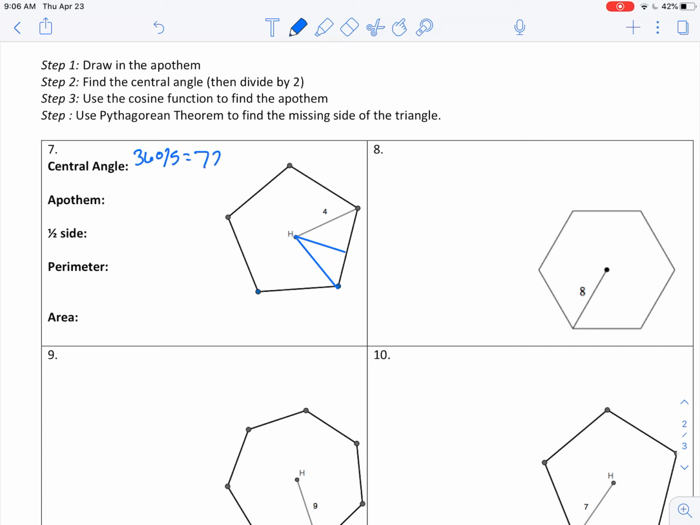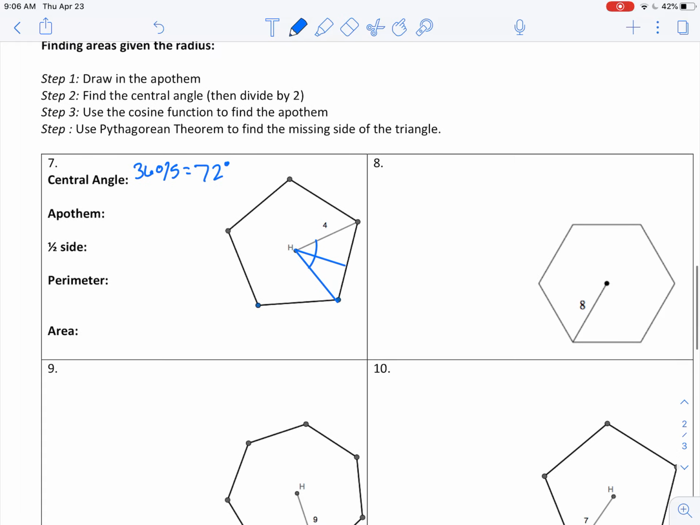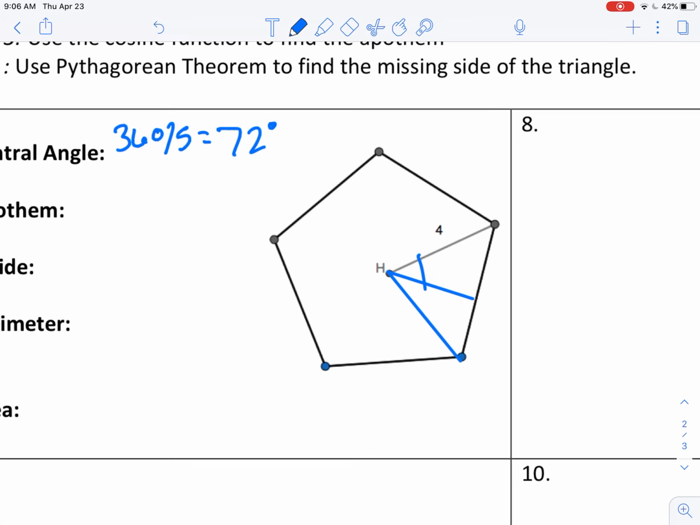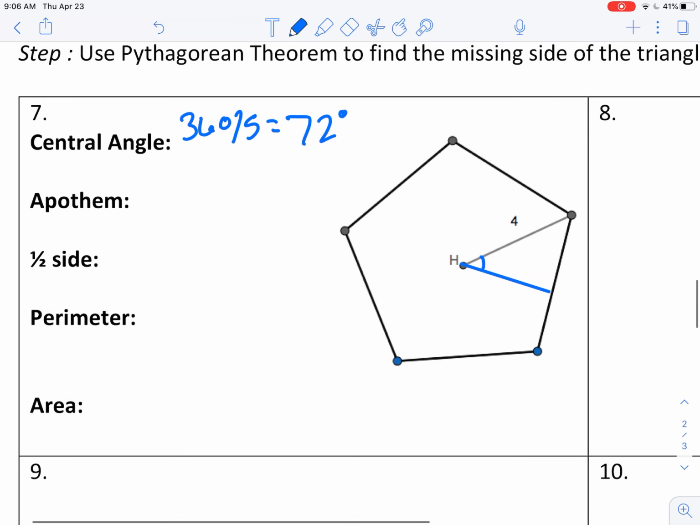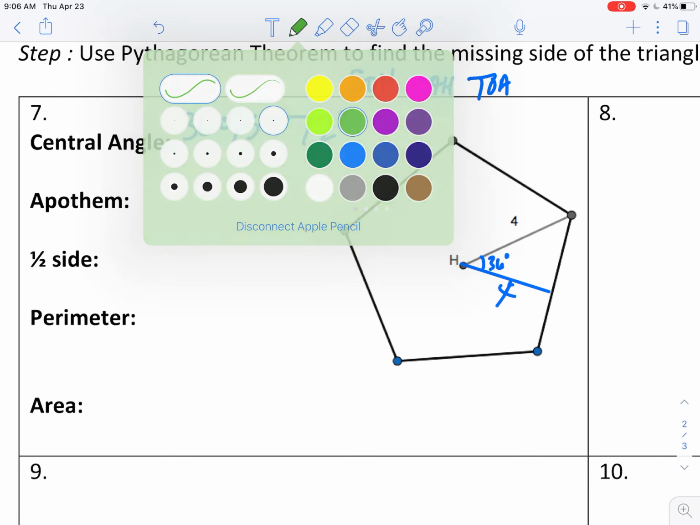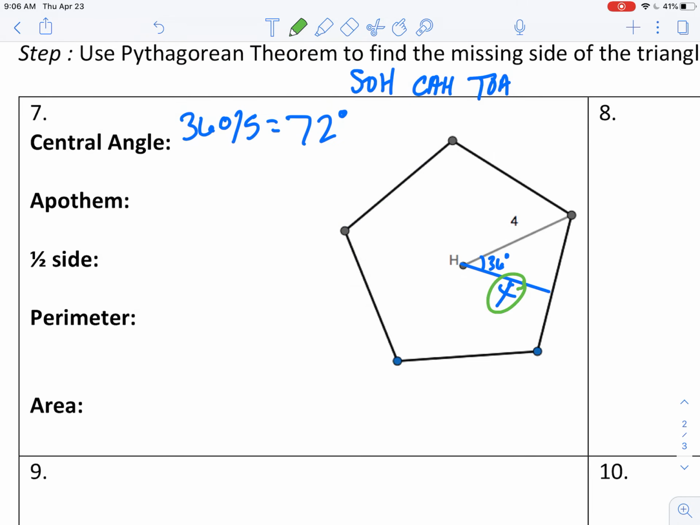Okay, now that's if you're given a side length, but what if you're given the radius? Well, we've got 4 steps here. We're going to draw in the apothem first. Let's draw that in. And we're going to find our central angle, just like before. So 360 over the number of sides gets me 72, but I don't want the whole central angle. I just want one part, 1/2 of it. So instead of 72, this is 36 degrees.